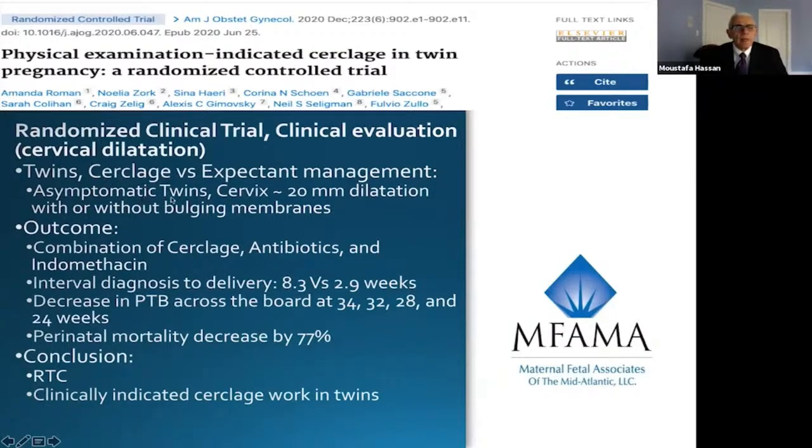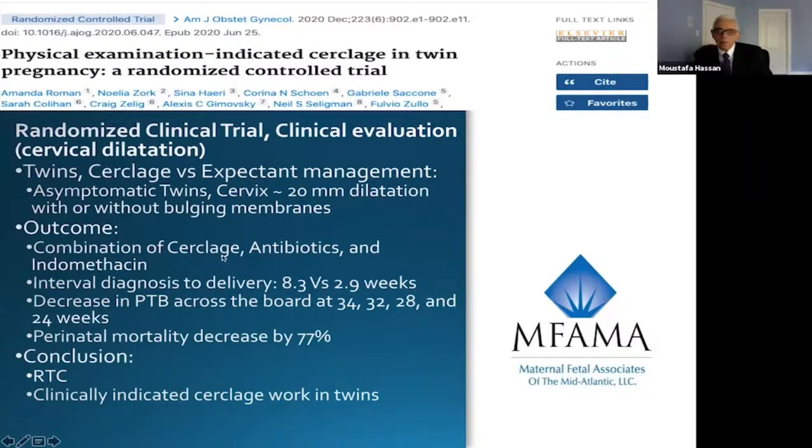Asymptomatic twins, cervix 2 centimeters dilated with or without bulging of membranes. I intentionally neglected to tell you that this was based on clinical evaluation, not on ultrasound assessment. So here is somebody whose cervix you examine and it's approximately 2 centimeters dilated. Some patients were 1, some patients were 3, but the average was 2 centimeters dilatation.